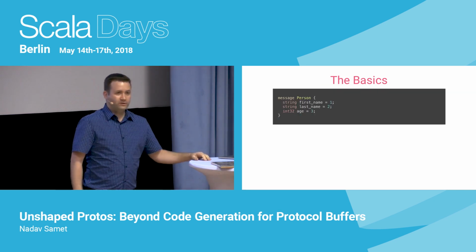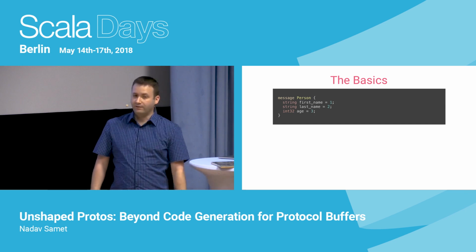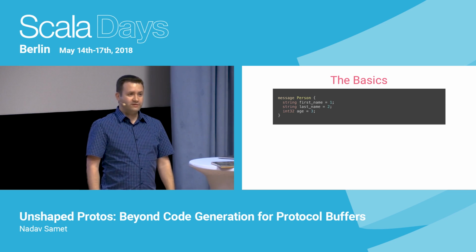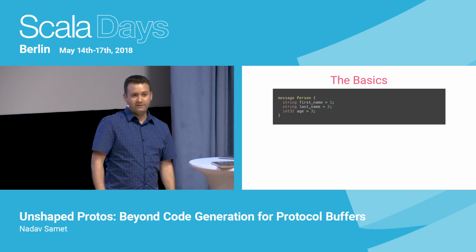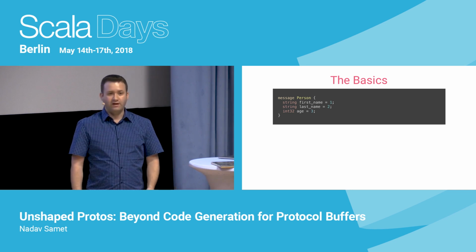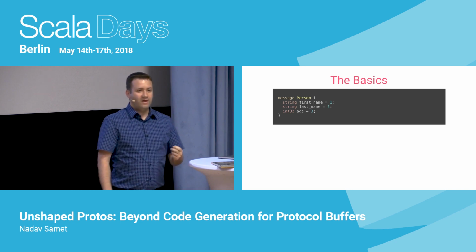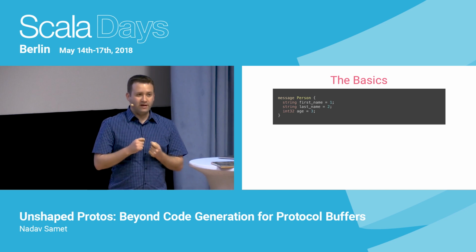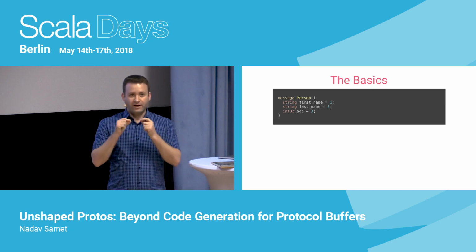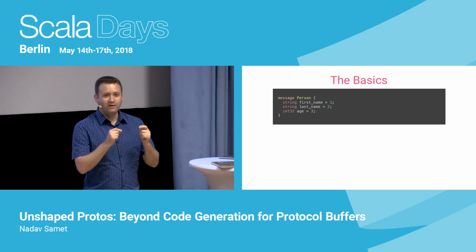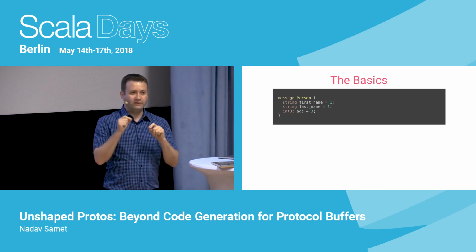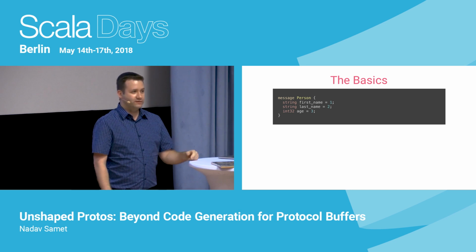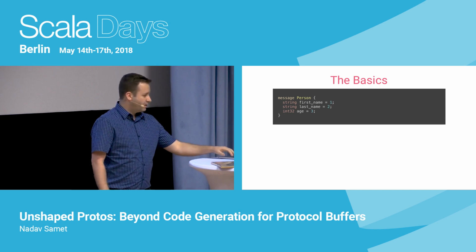Here is an example of what a protocol buffer looks like. We define a message called Person, and it has a first name, which is a string, a last name, which is another string, and an age, which is an integer. And every field comes with a number. So when the message gets serialized, instead of writing the field name like we do in JSON, we encode in a binary format the tag number. And this is one of the reasons why this encoding is relatively efficient.